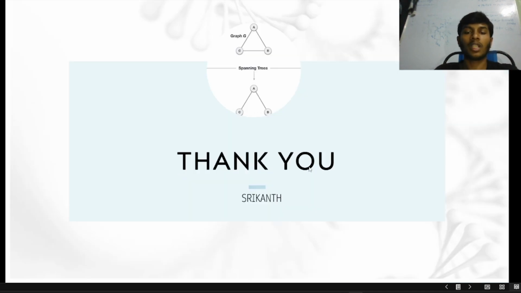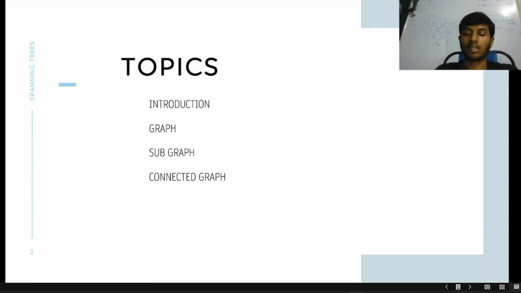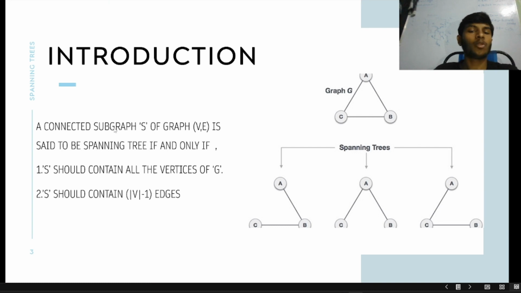If you want to remember what a spanning tree is, let's see, simple. It should be a connected graph, simple as that, and it should have all the vertices. The subgraph should have all the vertices, and if you have v vertices, the subgraph should have v minus 1 edges, then we can say that this is a spanning tree.